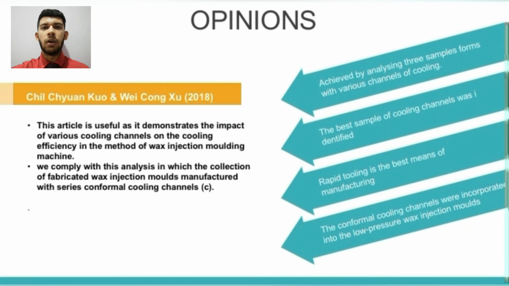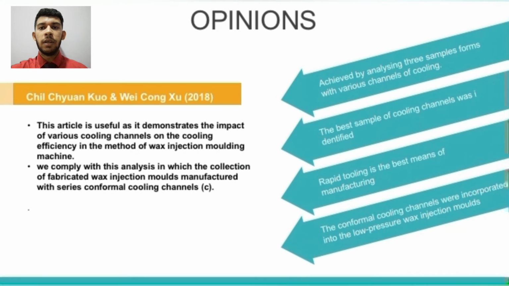And now moving on to the opinions. The first one will be achieved by analyzing 3 sample forms with various channels of cooling. Next, the best sample of cooling channels was identified, making the outcome easier for the reader to understand. Rapid tooling is the best means of manufacturing a new product in a short batch by injection molding in the research and development process.